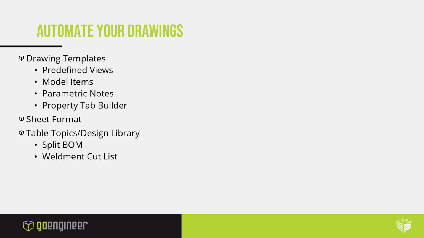A little rundown of what we're going to discuss today. Looking at drawing templates, some of your parametric items and model items, getting into sheet format, getting comfortable with understanding how the sheet format can be edited and how we can use that for multiple sheets, and then we'll get into some table topics and design library items. You're looking at the split BOM for large assemblies and also weldment cut list items. So as I mentioned, first off, looking at the drawing templates.